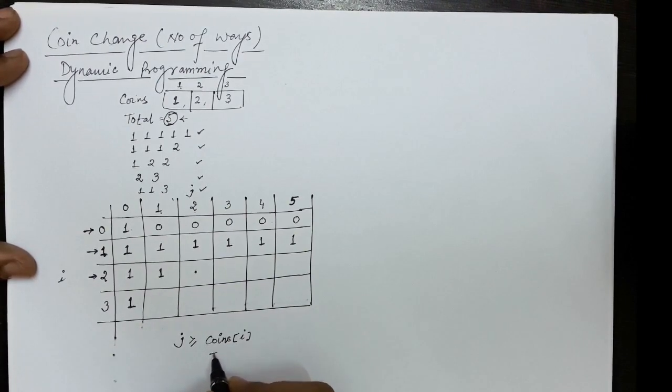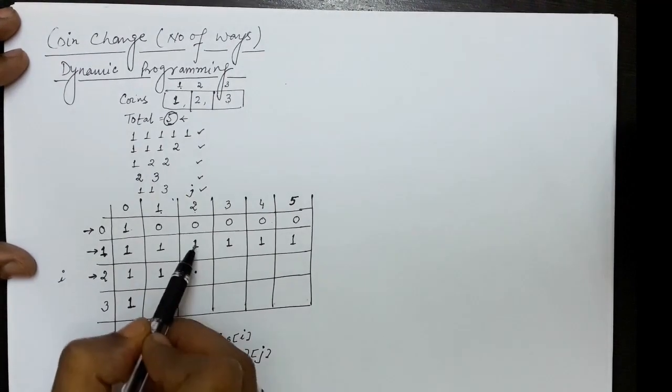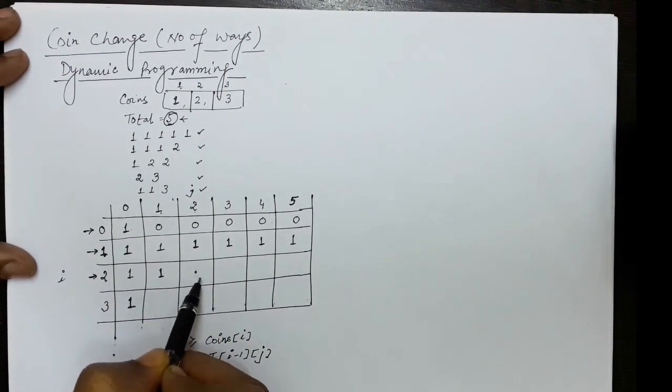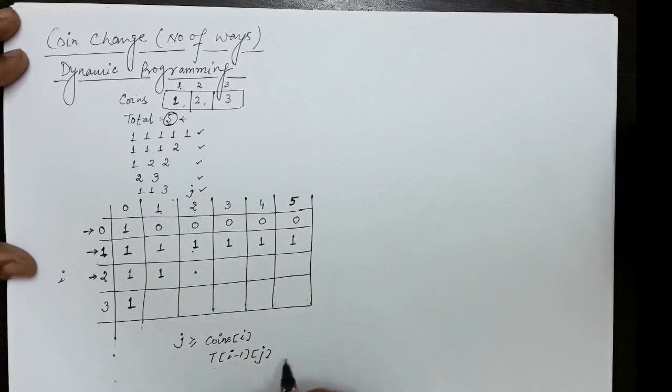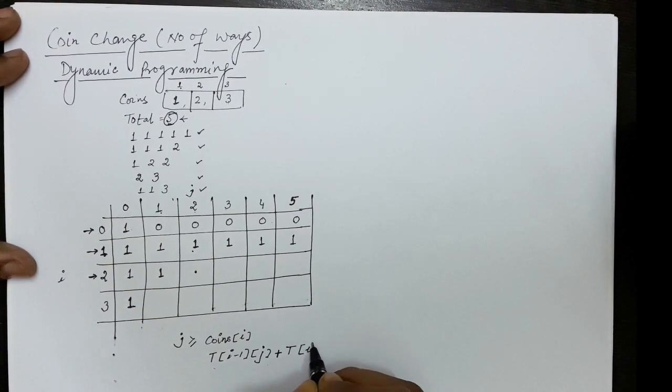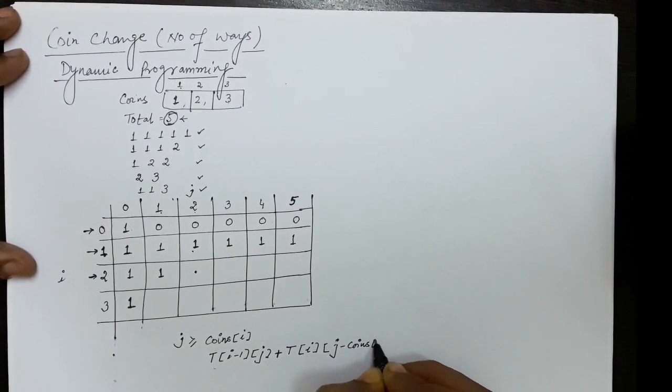we already had a way of generating this change in the T i minus 1, j row. So ith row is this one. In the same column, if you refer to this one, I already have one way. So I have referred to that way. And then a new way can be there by referring to the same row and j minus coins I. What does this mean? J minus coins I.